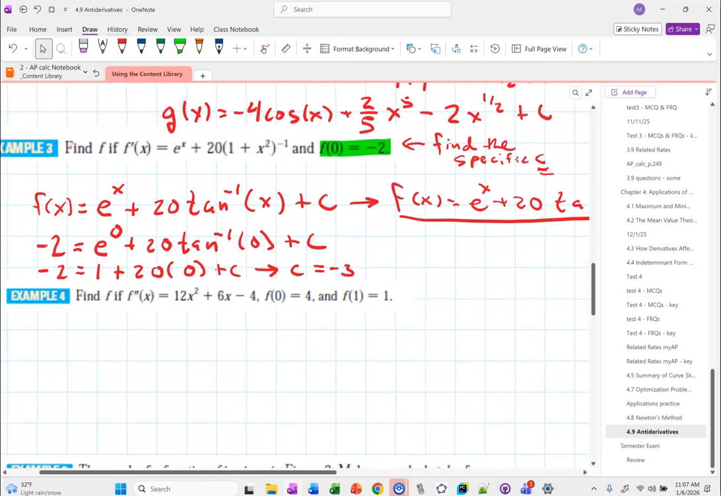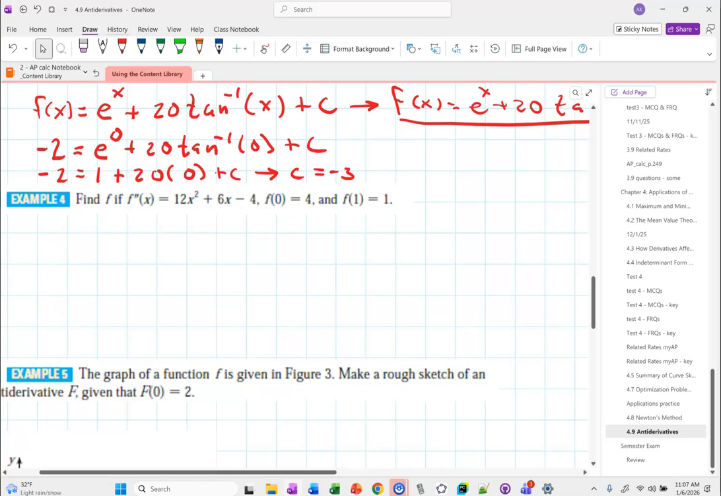Let's look at the next one. It says find f if f double prime of x is equal to 12x squared plus 6x minus 4. And now we're given 2 points. Why are we given 2 points here instead of 1? Yes, very good. Because we're given a second derivative and asked to recover the original function. We're going to have to do that antiderivative process twice. Each time we do it, we generate a c. So we are going to need 2 separate points in order to do that. Is everybody okay?